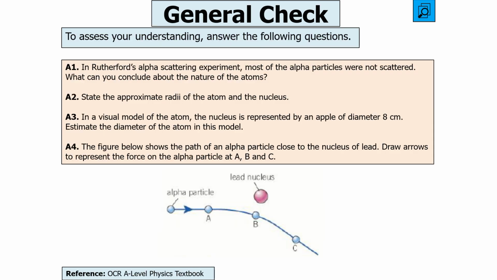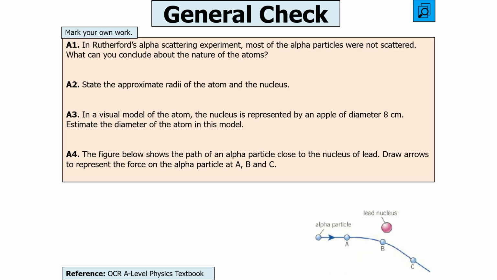The next question says, in Rutherford's alpha scattering experiment, most of the alpha particles were not scattered. What can you conclude about the nature of the atoms? State the approximate radii of the atom and of the nucleus. In a visual model of the atom, the nucleus is represented by an apple of diameter 8 centimeters. Estimate the diameter of the atom in this model. Then the figure below shows the path of an alpha particle close to the nucleus of lead. Draw arrows to represent the force on the alpha particle at A, at B, and at C. So pause the video now, then unpause the video when you want to go through your answer.